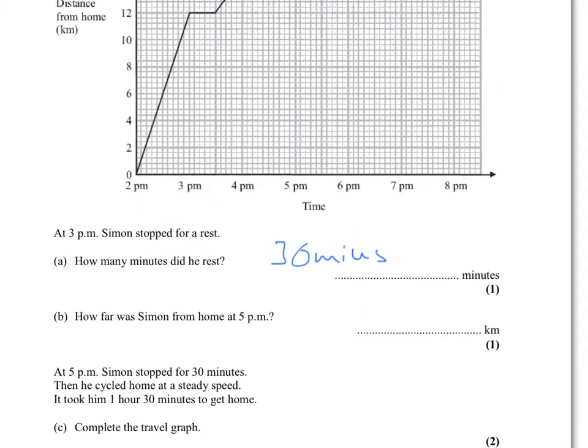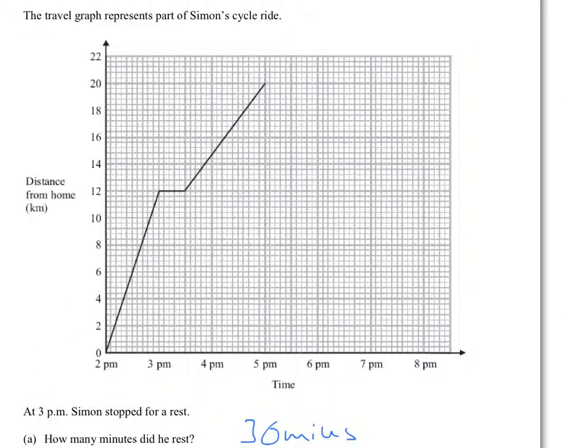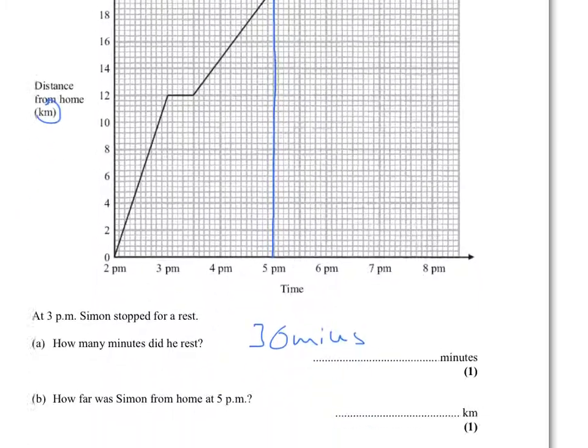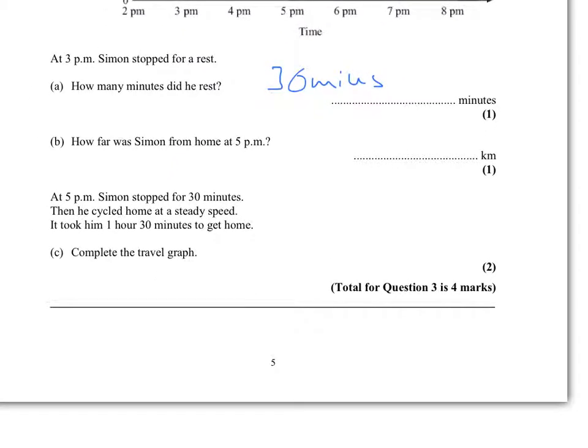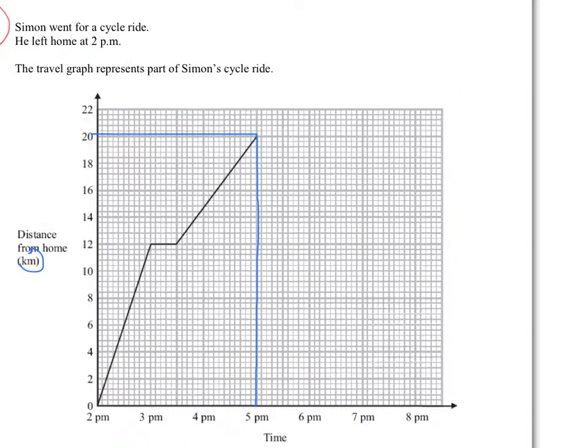How far was Simon from home at 5 p.m? So we'd have to go to our graph, go to 5 p.m, go all the way up to the line and then across, and we get 20 kilometres from home. Now, at 5 p.m, Simon stopped for 30 minutes, then cycled home at a steady speed. It took him 1 hour 30 minutes to get home. Complete the graph.